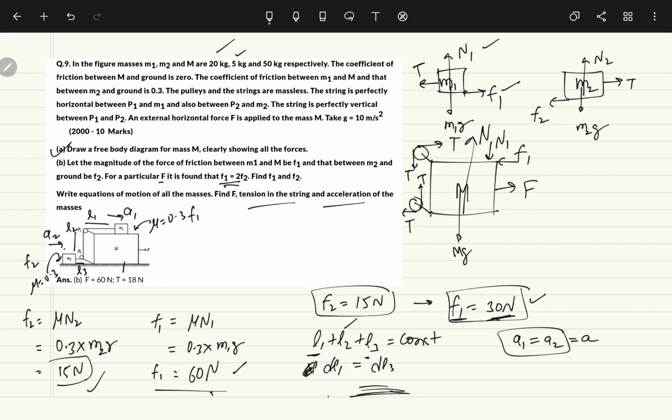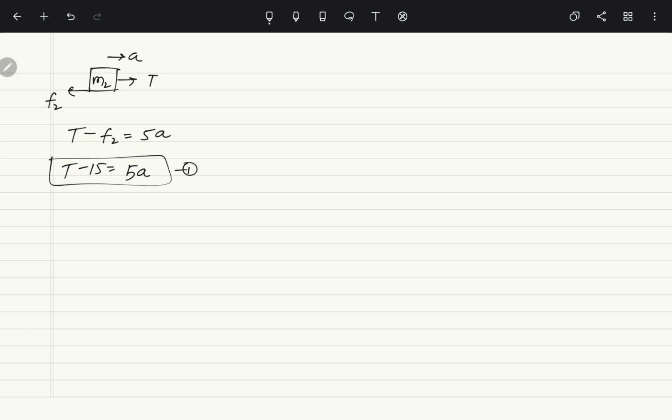Let's write the equation on M2 first. On M2, we have tension here, we have friction F2, and it's moving with acceleration a. The equation is T minus F2 equal to 5 into a. Now the F2 value we know, which is 15 Newton, so T minus 15 is equal to 5a. That is the first equation which we are getting.